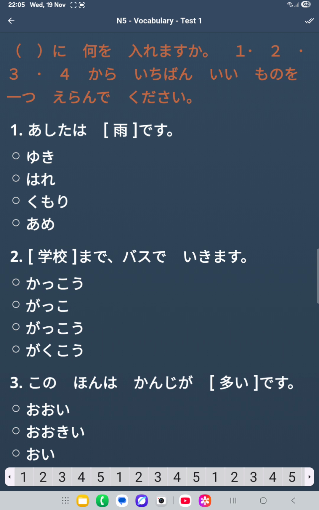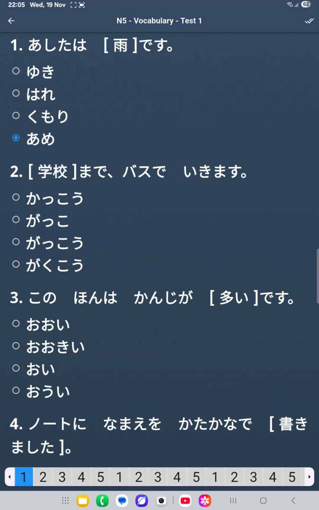Ashita wa dash des. Ashita means tomorrow. Ashita wa dash desu. So this is the kanji of rain. Rain is said as ame. Ashita wa ame desu.